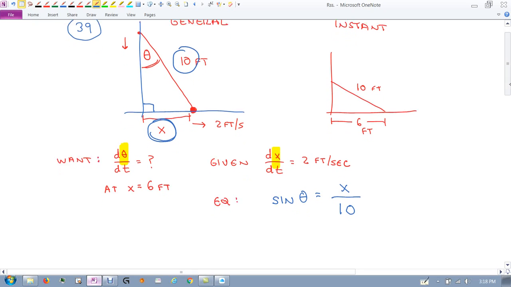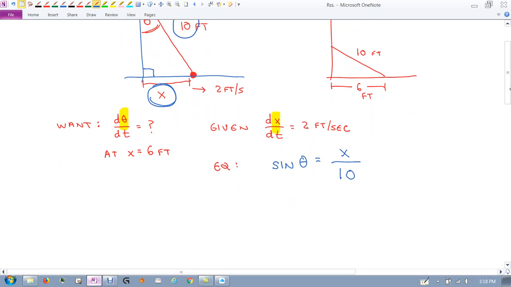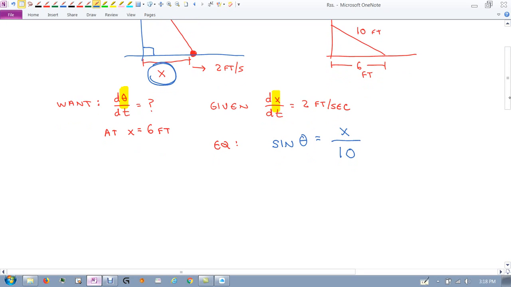And in Cal 1, you could have done this. You could have just taken the derivative implicitly with respect to time, and that would be it. But this is a section on inverse trig functions. So what I'm going to do here is take arc sine on both sides, and let's see how this might make this easier. Arc sine of the right side. So we take arc sine on both sides before we do any derivatives, and we get theta equals arc sine of x over 10.